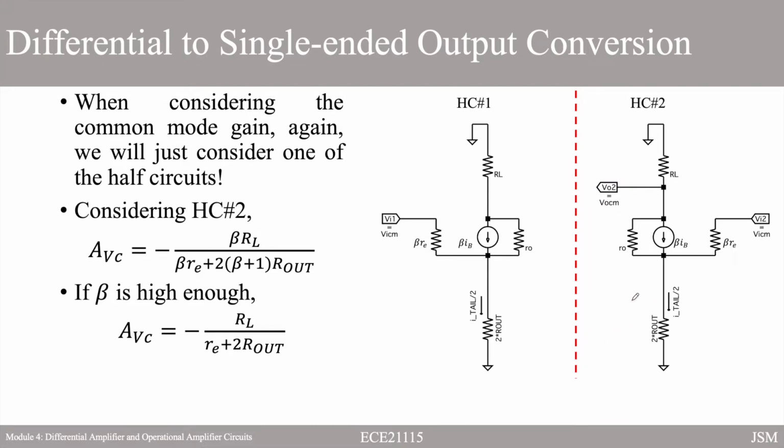So analyzing the half circuit number 2, similar siya sa common emitter circuit, pero meron tayong emitter resistance na 2R out. So gagamitin lang natin yung formula ng common emitter circuit na unbypassed yung emitter resistance, which is negative beta RL over beta RE plus 2 times beta plus 1 R out. And if beta is high enough, tatanggalin lang natin yung mga beta dyan.